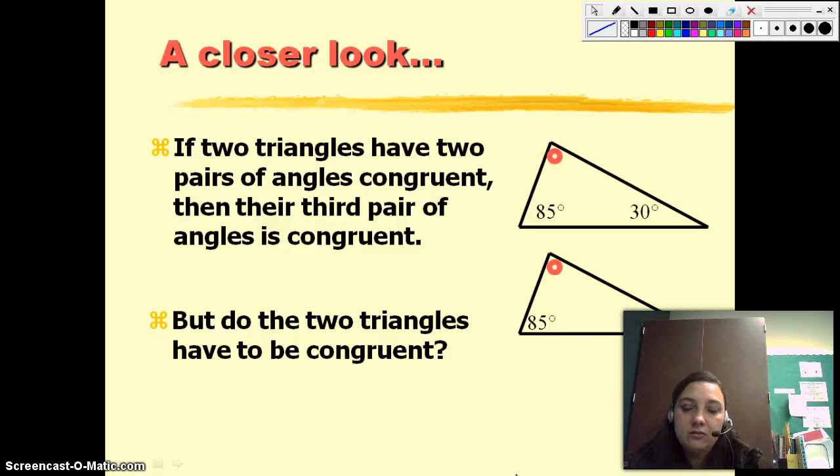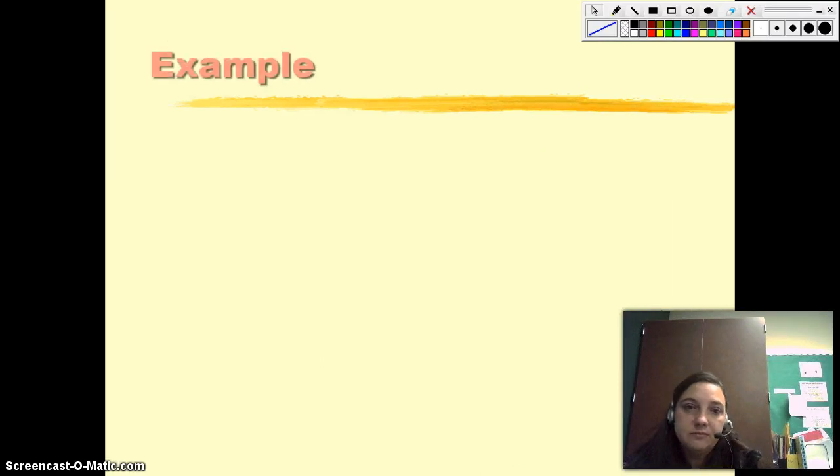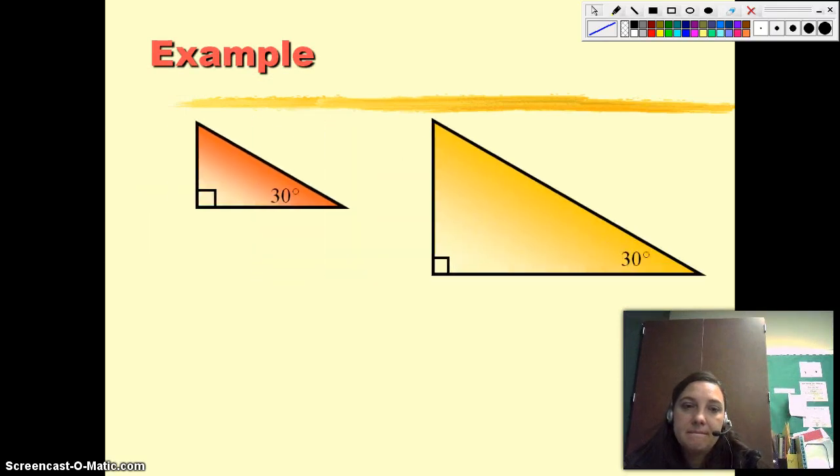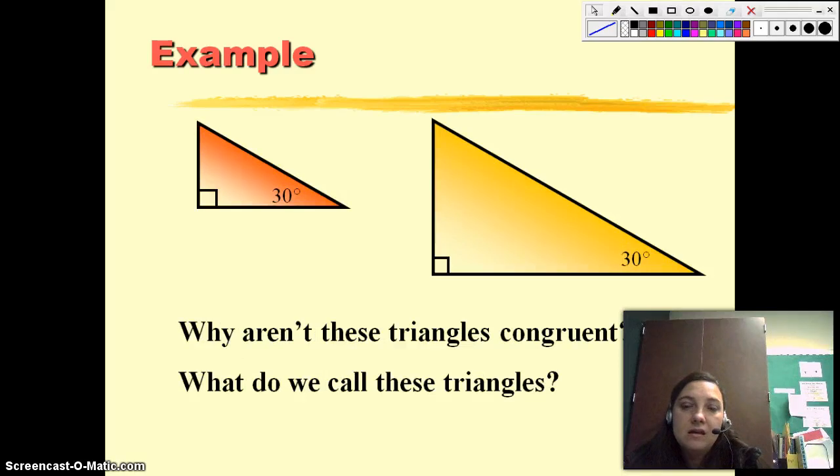But do the triangles have to be congruent? We're taking a look at some right triangles here. They're 30-60-90s, and it says, why aren't these triangles congruent? Well, they're not congruent because their sides are different lengths. Congruent has to be same size and same shape. So what do we call these shapes even though they have congruent angles? Well, we call these shapes similar.